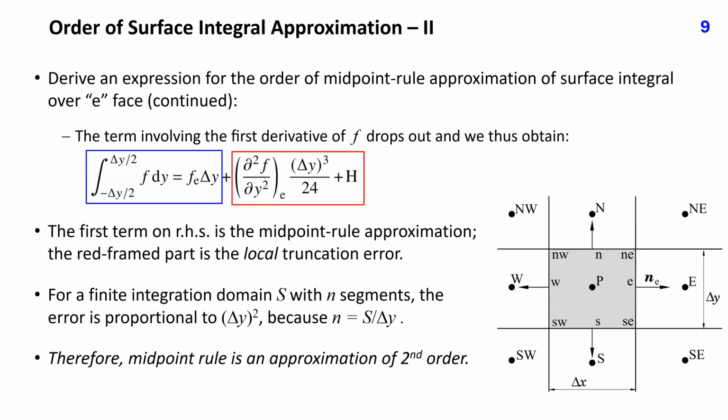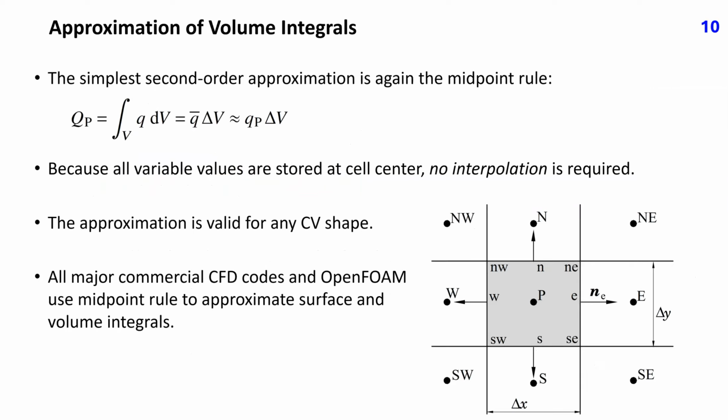The second order of midpoint rule will also be confirmed by numerical experiments in slides 19 and 20 for the complete convection and diffusion flux terms, accounting for both levels of approximation explained in slide 6. In finite volume methods, conservation equations also contain volume integrals which need to be approximated, in the rate of change term and in the source term. See slide 7 for mass conservation, slide 11 for momentum conservation, and slide 15 for the conservation of generic scalars in lecture 3. The simplest second order approximation of volume integral is again the midpoint rule.